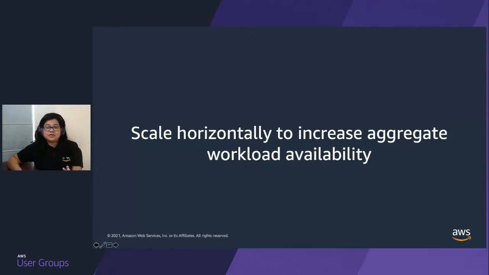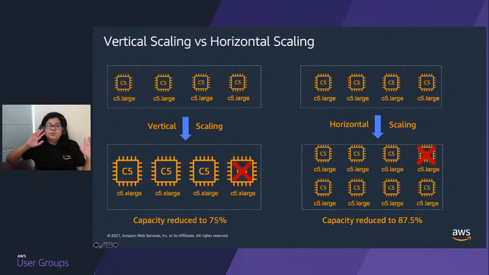A lot of you learned auto scaling yesterday, so I'm not going to spend a lot of time, but I do want to give you an example of what is meant by vertical scaling and horizontal scaling. In the case of vertical scaling, let's see where my mouse is. Let's say you had four EC2 instances, 1, 2, 3, 4 of C5.large.